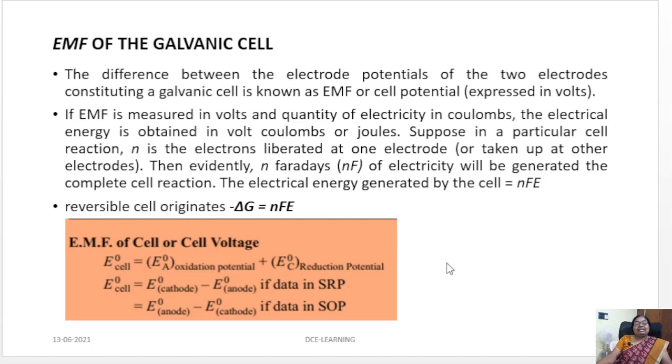If the galvanic cell is reversible in nature, then delta G, the change in free energy, is how much energy is released. Thermodynamically we express this as minus delta G equal to nFE. Here minus delta G shows that the change in free energy is negative, which means the process is spontaneous.